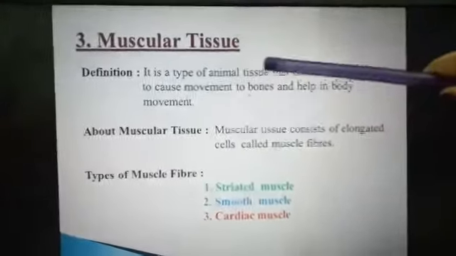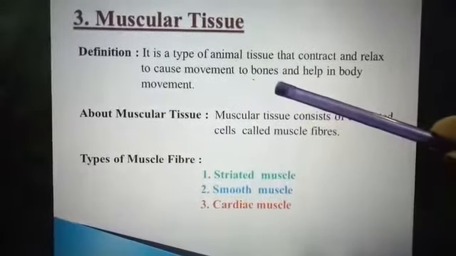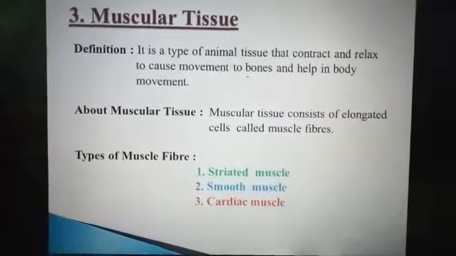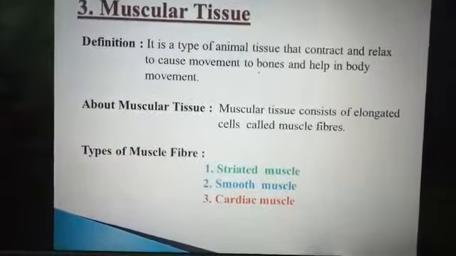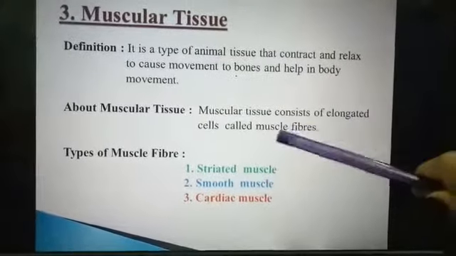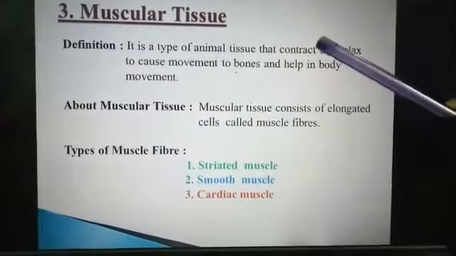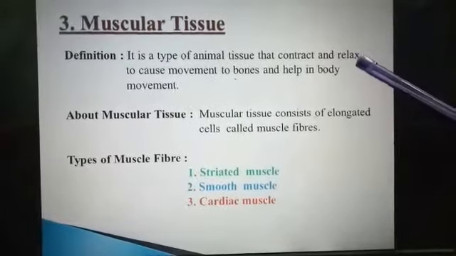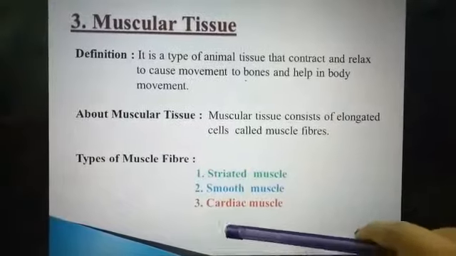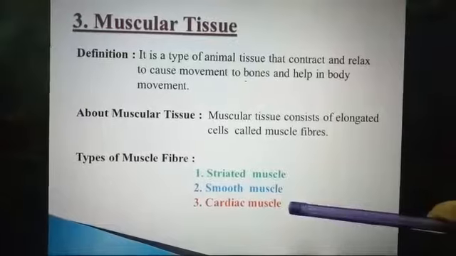Then the definition of muscular tissue. Muscular tissue is a type of animal tissue that contracts and relaxes, and it causes movement of bones as well as body movement. You must also know that a single unit of muscular tissue is known as a muscle fiber, and the shape is elongated cells. It has the power of contraction and relaxation, right? Total 3 types of muscle fibers are present: striated muscles, smooth muscles, and cardiac muscle.